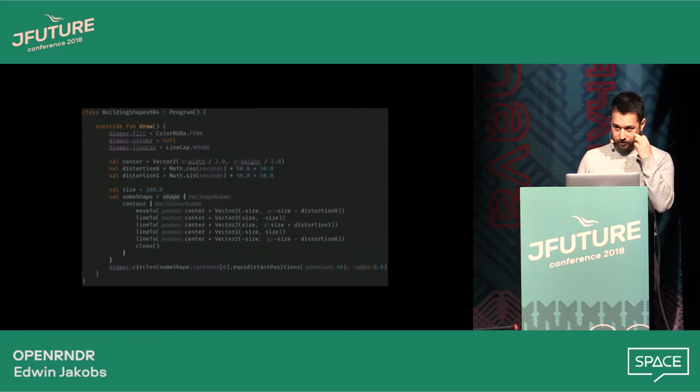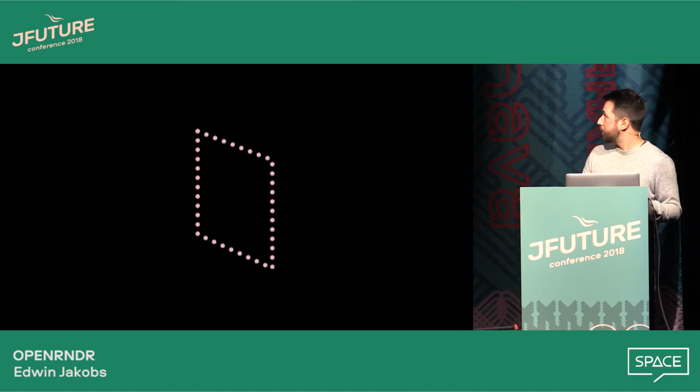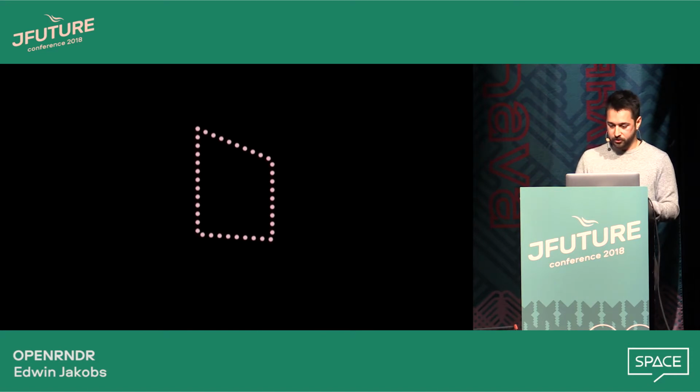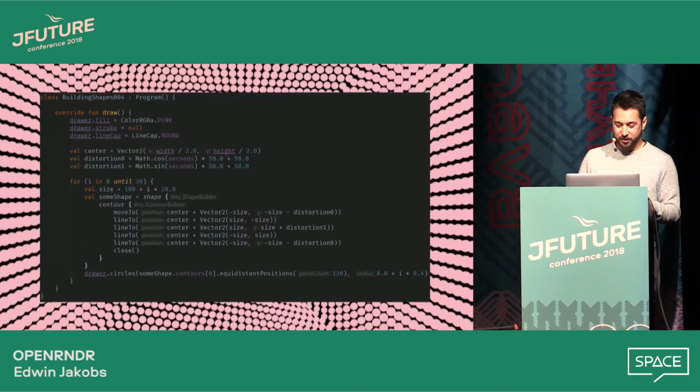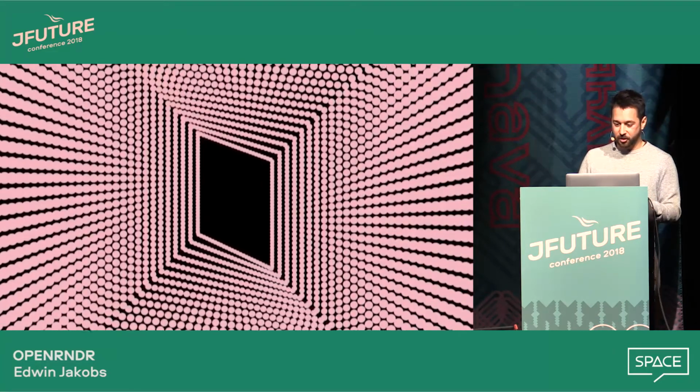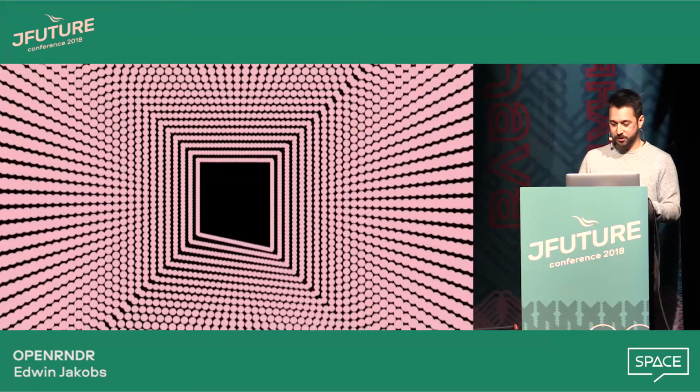Another option is, instead of using these worm-like shapes, to generate points that are on this contour. So here we see some small code that uses equidistant positions to generate 40 points on the contour. And when animated, we see 40 points nicely moving over the contour. This too we can make a bit more complex by just drawing more of the same thing.